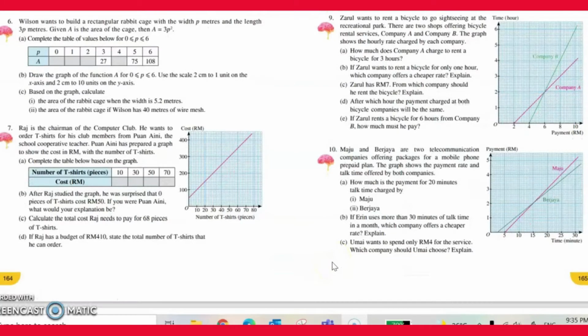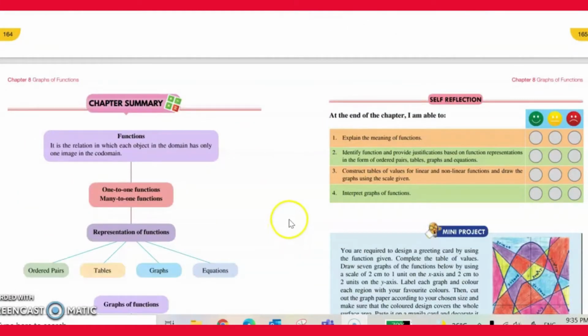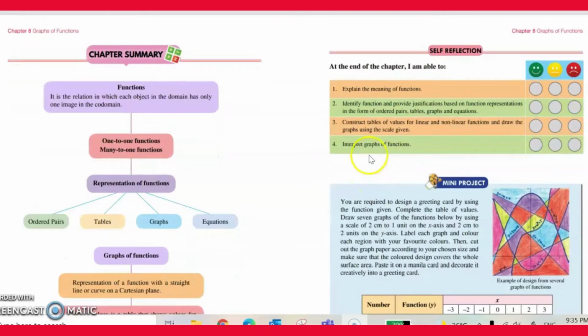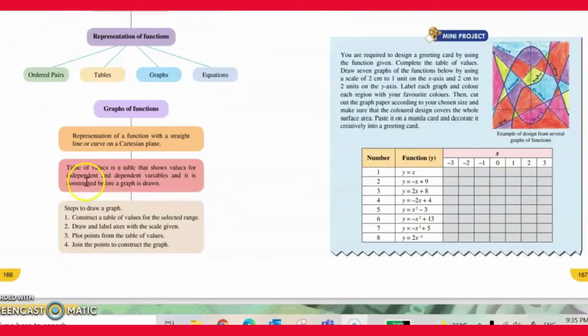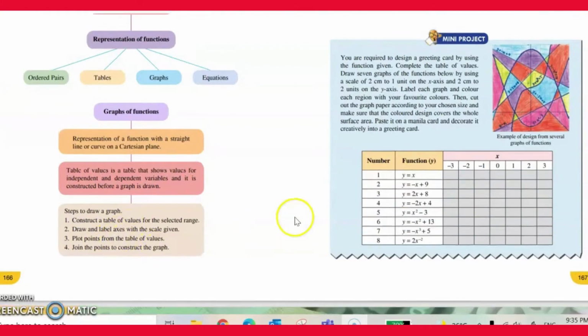Okay, kita ada satu lagi subtopic. So from this part, kena tengoklah what you learned from graph of function here. Explain the meaning of function. Yes, we already learned. And then we identify function and provide justifications based on function representation in the form of ordered pairs, tables, graph, and equations. And then we also learn to construct tables of values for linear and nonlinear functions and draw the graph using the scale given. And the last part is we interpret graph of function. Okay, so kat sini boleh tengok how to draw graph balik semua everything.